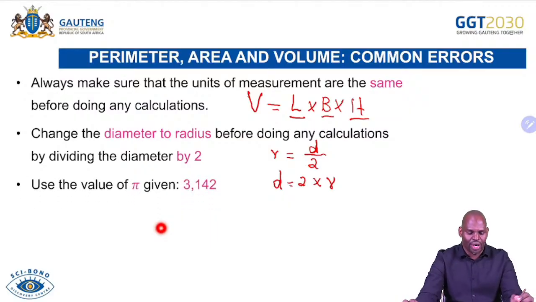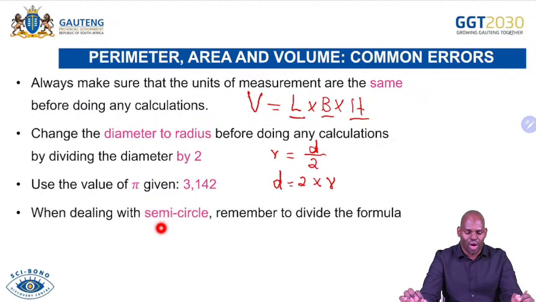Then the third one is, remember the value of pi will always be given. Okay, so the value of pi is 3.142. So you don't use pi straight from your calculator. If they say use the value of pi as 3.142, then you must use that 3.142.